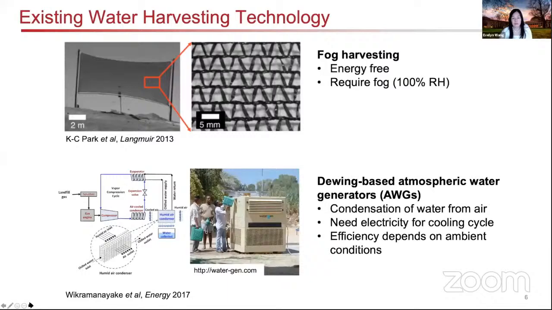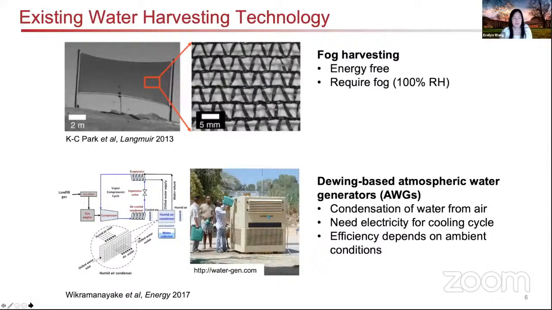And the more common one is known as dewing. The idea with dewing is that you use a refrigeration system, as shown here on the bottom, and when you condense below the dew point, using refrigeration to condense below the dew point, then you can extract the clean water.